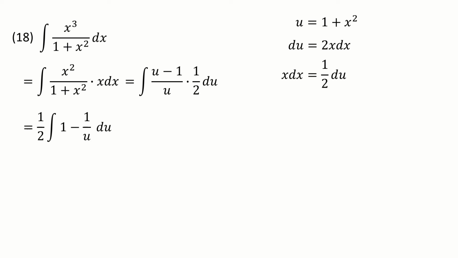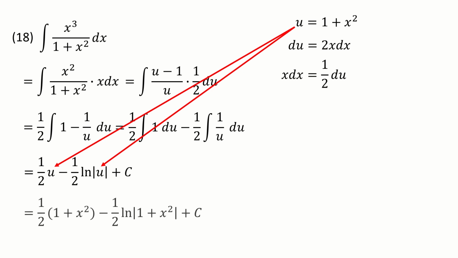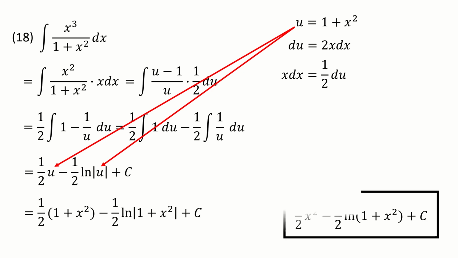Next, we do the division and we split it into two parts. Integrate and we got here. Finally, replace u by 1 plus x squared. So we got the answer. And note that here the absolute value can be taken off, so we just use parentheses, because 1 plus x squared is always positive.